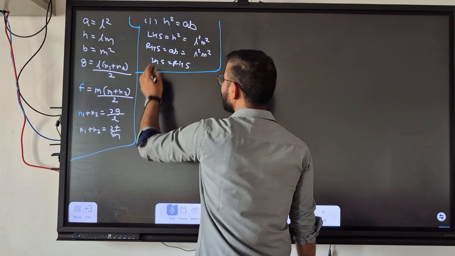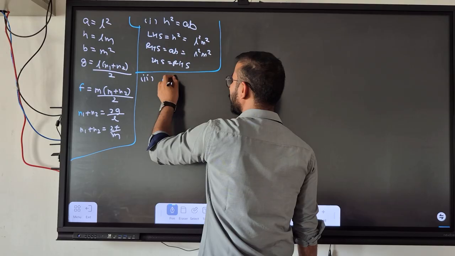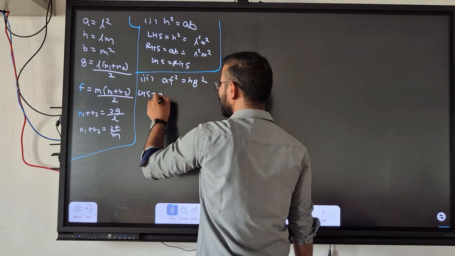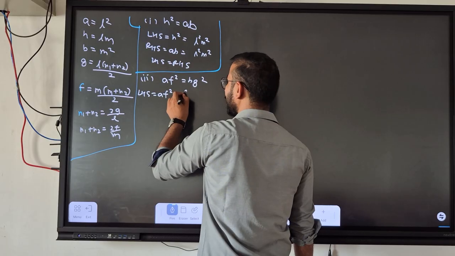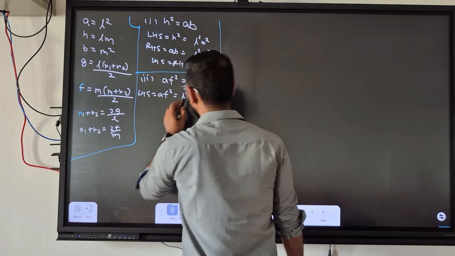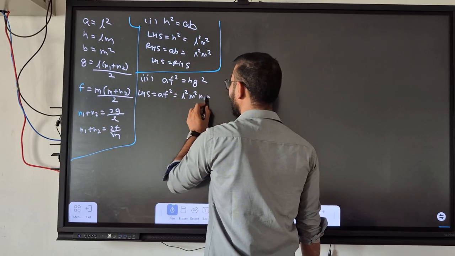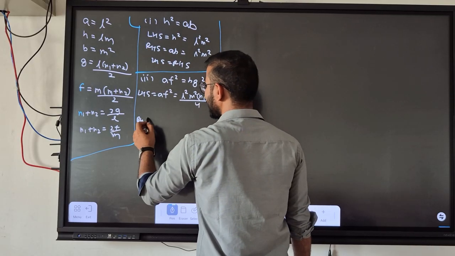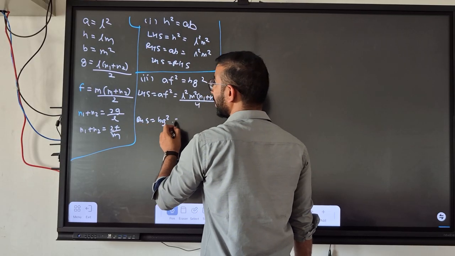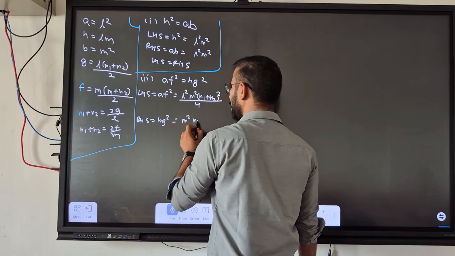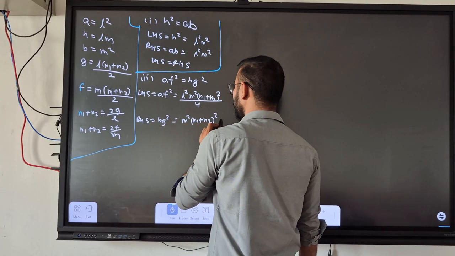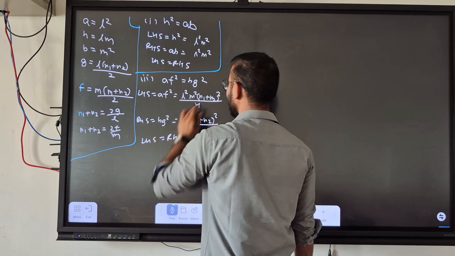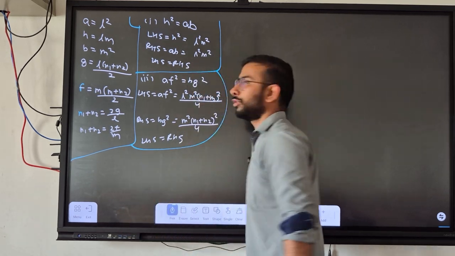Let's see the second bit. In the second bit, what we have is af square is equal to bg square. Let's take LHS, af square. What is a? L square. What is f square? f square is m square into n1 plus n2 whole square by 4. What is RHS, guys? bg square. What is b? m square, into n1 plus n2 whole square by 4. So obviously again LHS is equal to RHS. So this part is also sorted out, not a big deal.